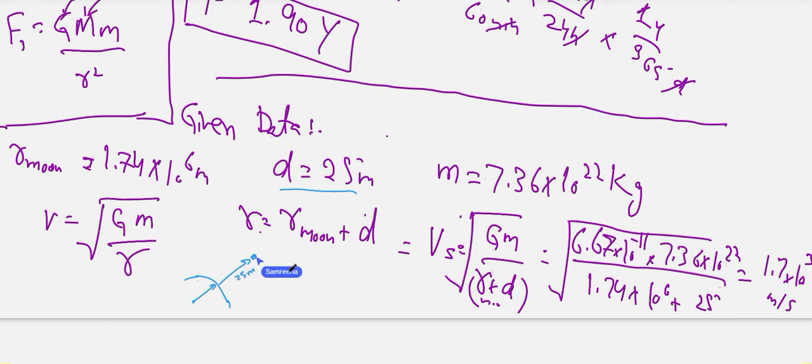Yes, but this 25 meter is very nominal. It will not add anything, or it will not subtract anything. It will not change the value up to the significant figures we are working with, but this is how we are going to put it in the formula. R is equal to r moon plus d. So v is equal to under root g m over r plus d. Then we will simply substitute the values and get our required answer.